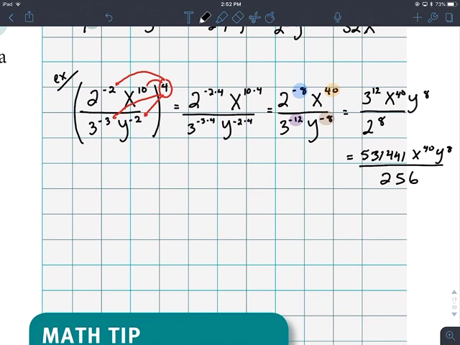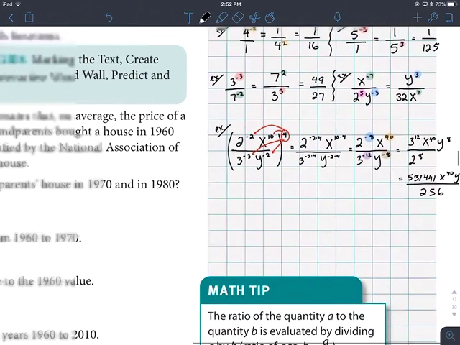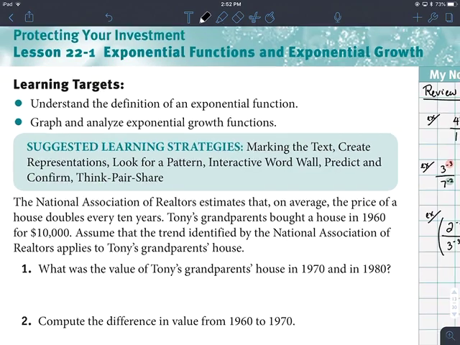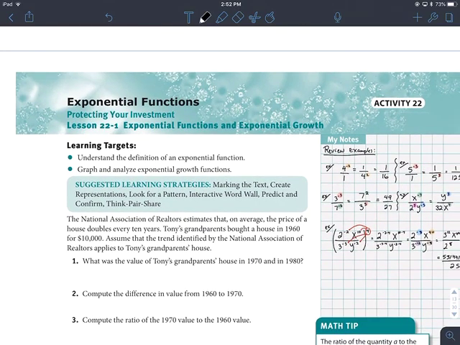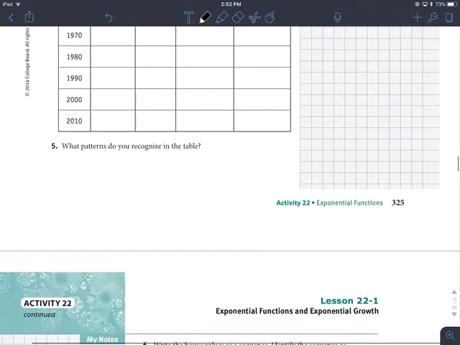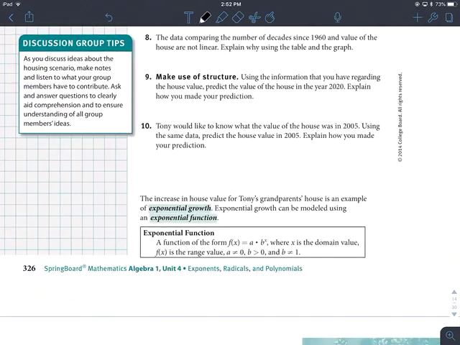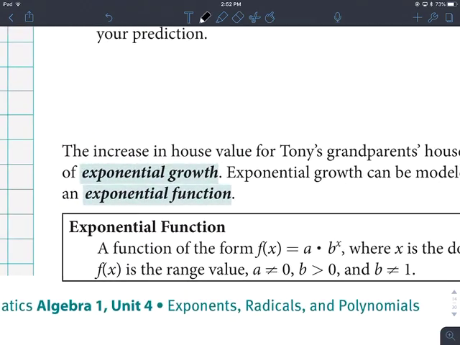Okay, so then now again, this is just some review work. So now we're gonna use this to address the learning targets, which is: one, understand the definition of an exponential function, and then graphing and analyzing the function. So before I do that, if you look, again, this is 22-1. Page number starts at 325. Here's the definition of an exponential function.